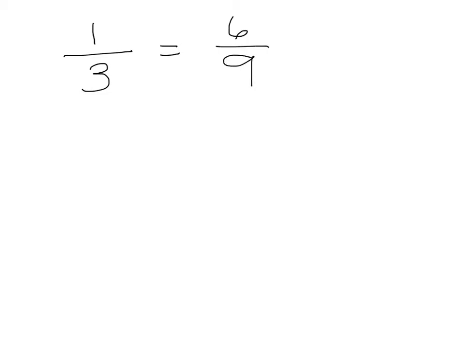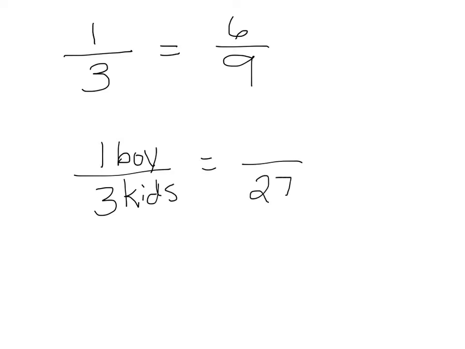So let's say that there's one boy for every 3 kids in a classroom. So in a classroom of, say, 27 kids, there would be 9 boys. And we can find that by just finding an equivalent fraction. 3 times what is 27? Well, 3 times 9 is 27. So we multiply 1 times 9 as well. Okay, so that's just a quick review before we get started on number stories.